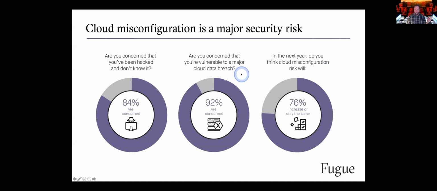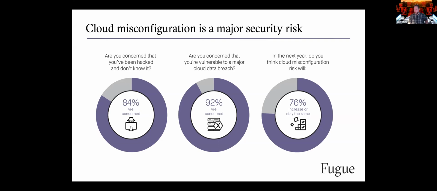So that might be the silver lining, at least from my perspective. Cloud misconfiguration is, as we said, a big security risk. I thought this was an interesting set of data. Are you concerned that you've been hacked and don't know it? 84% are concerned. Again, I'm happy with how high that is.